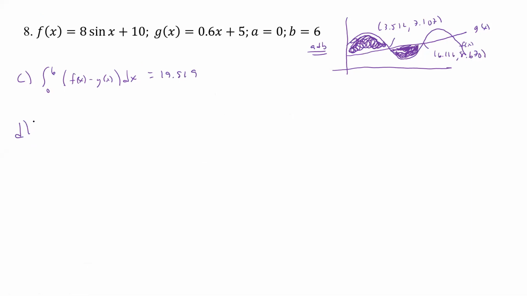And D asks for this area plus this area. So here we're going to have to take the integral from 0 to 3.512, which is our intersection point. And the bigger one is the sine, so it's going to be f of x. So we'll take f of x minus our g of x here, dx. And we're going to add to that the integral from 3.512 up to our 6. And this time our g of x is larger, so we'll take g of x minus our f of x dx. And so let's see what we get there.